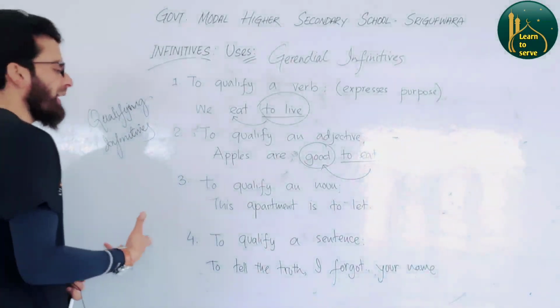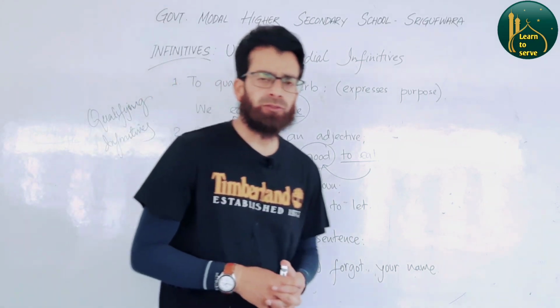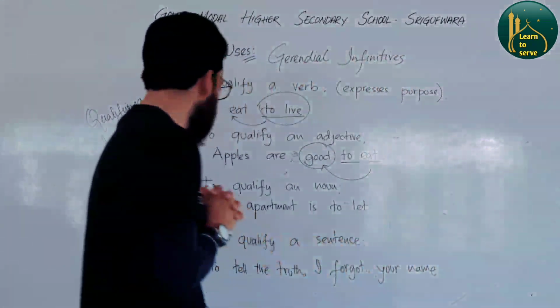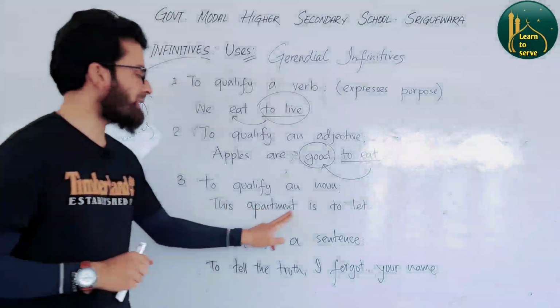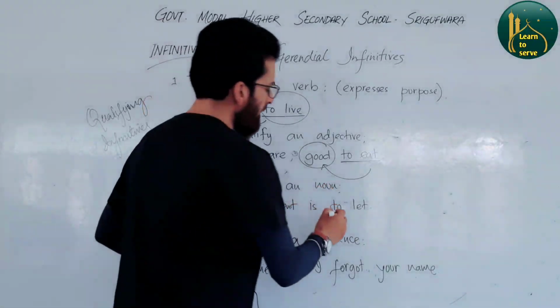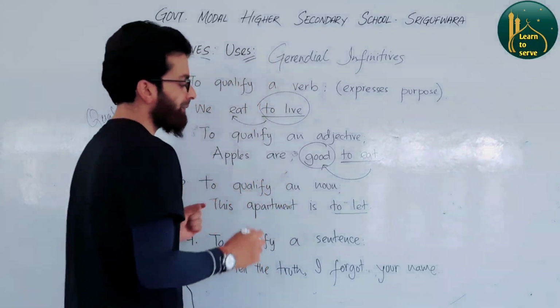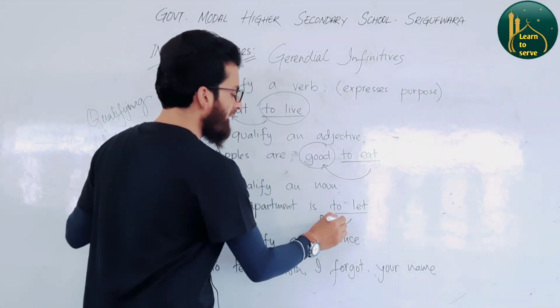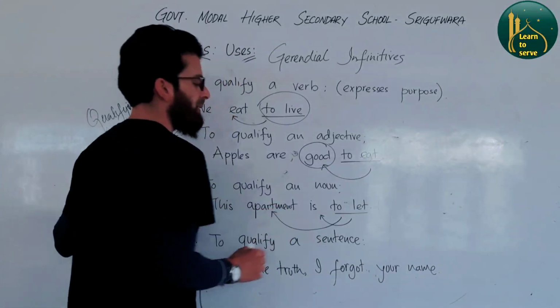Third, to qualify a noun. Also an infinitive qualifies a noun. For example, this apartment is to let. So is to let has one function, it is a complement of the verb, and another, it qualifies the apartment.